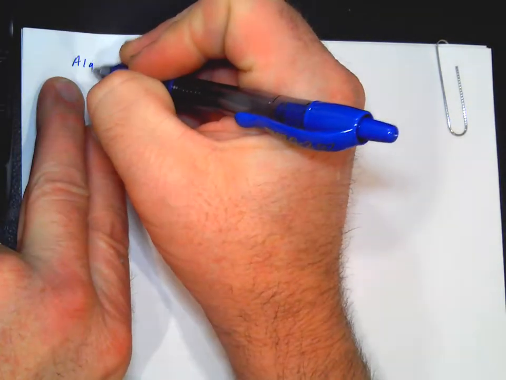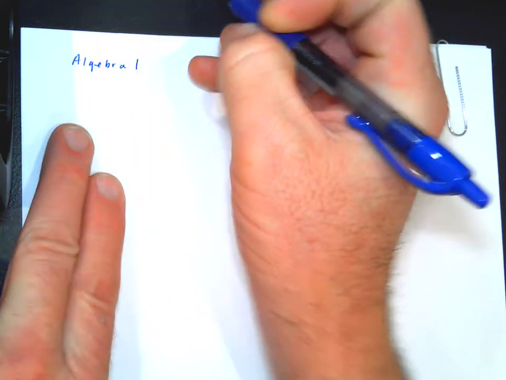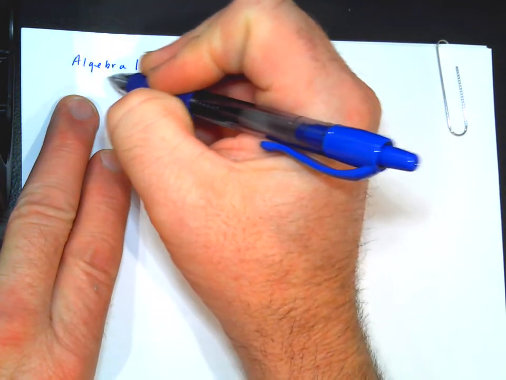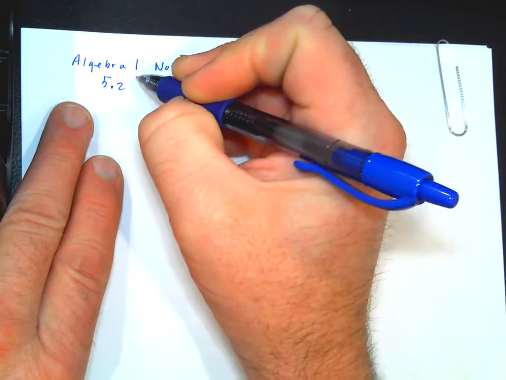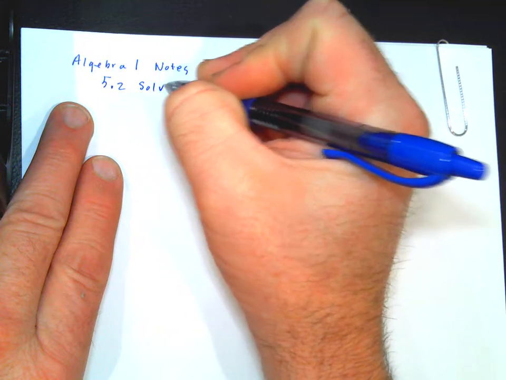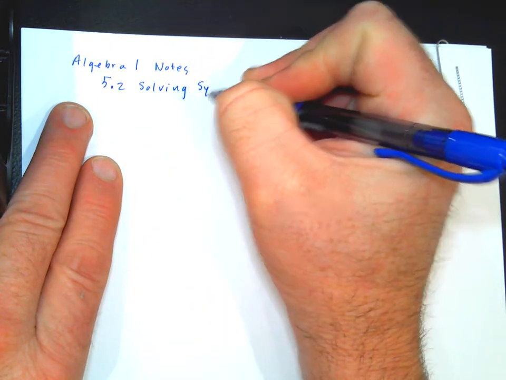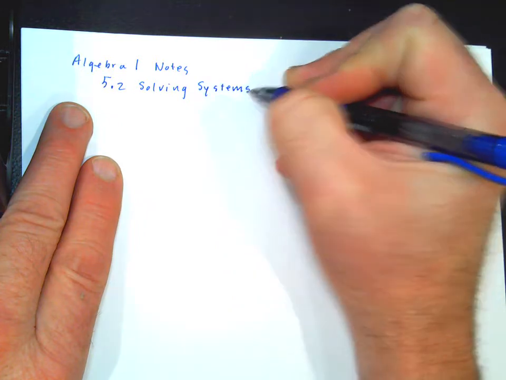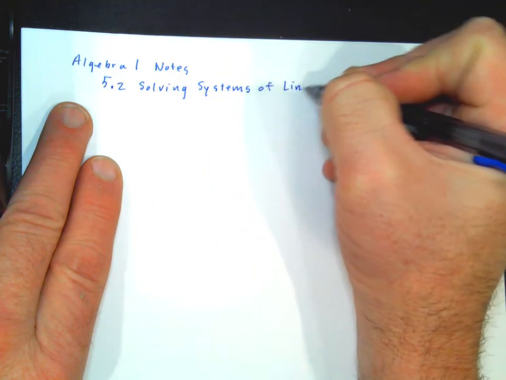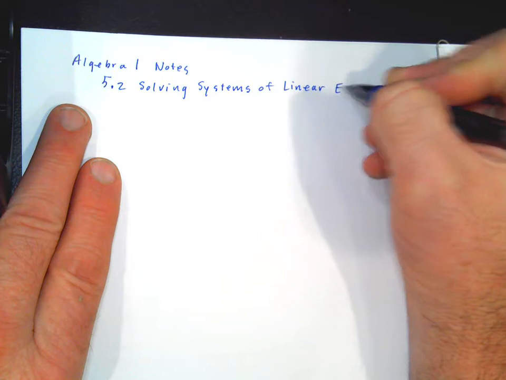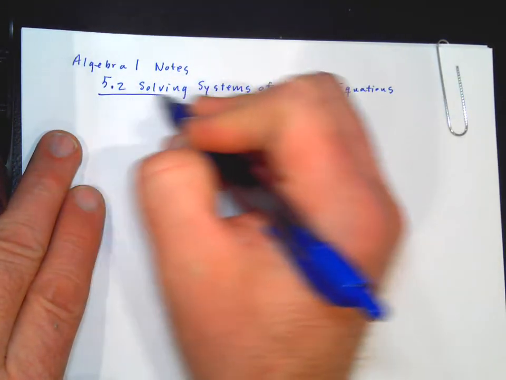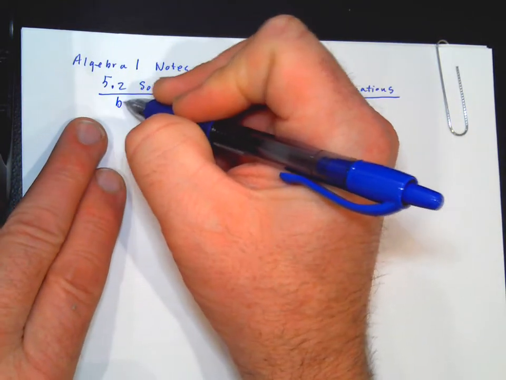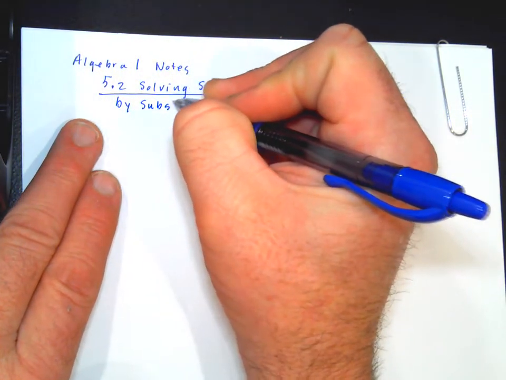All right, Algebra 1. This is section 5.2, doing notes today. So 5.2 is solving systems of linear equations, and this is what we were doing in 5.1. But in 5.1, we were doing it using graphing, and now we're going to be using the method called substitution.